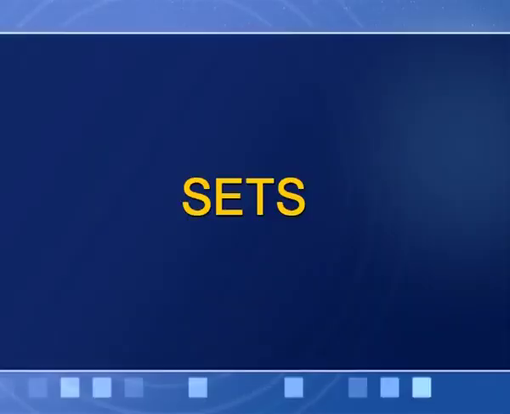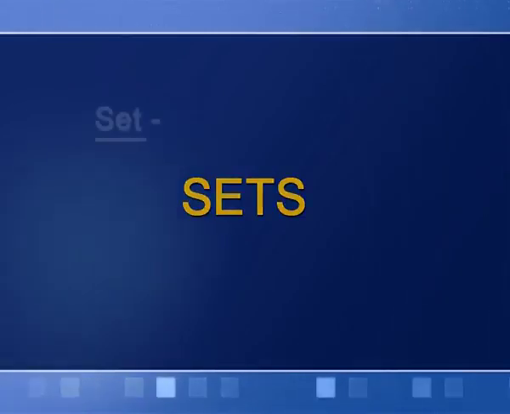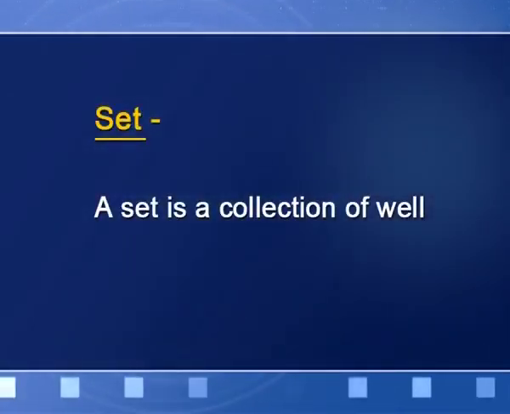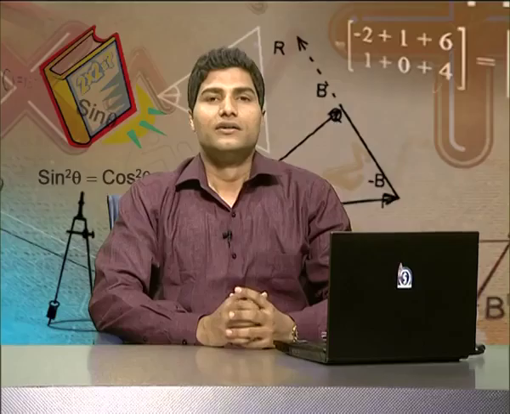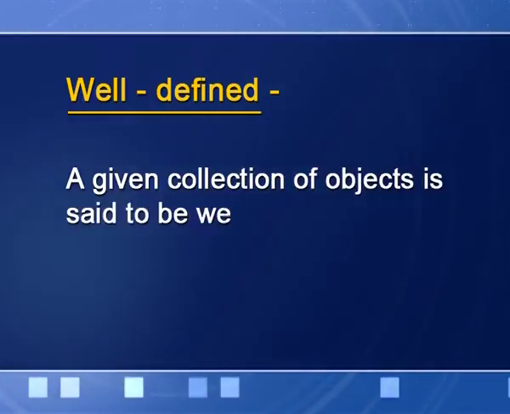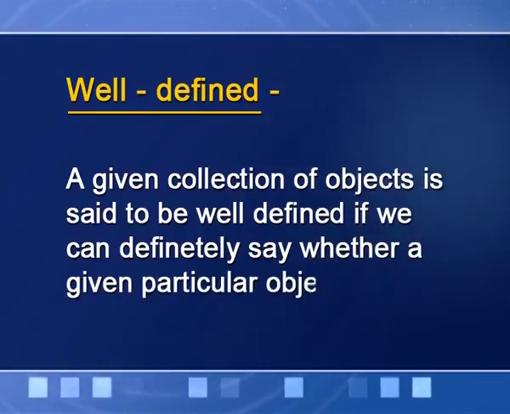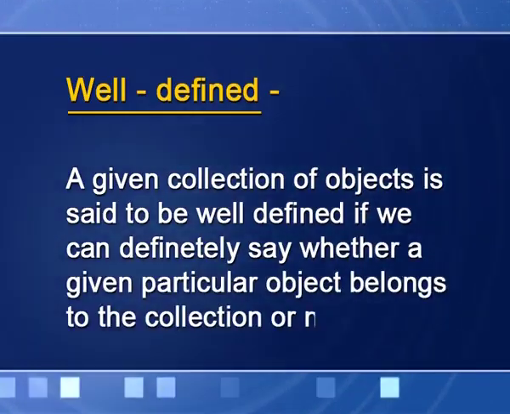The collection about which we are sure that which item is to be included and which is to be not is a set. So, the definition of a set is a collection of well-defined objects. Friends, the meaning of well-defined here is a given collection of objects is said to be well-defined if we can definitely say whether a given particular object belongs to the set or not.